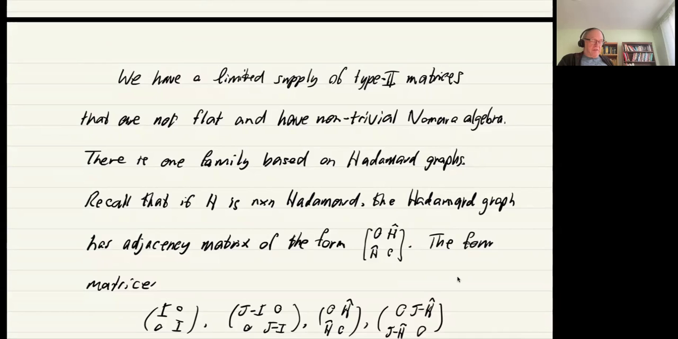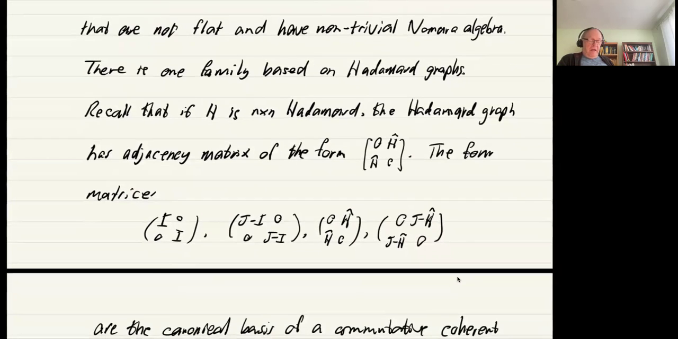But the interesting thing is that the one family we do have where we get some interesting type 2 matrices is based on the Hadamard graphs, which we discussed before. Okay, so when I discussed the Hadamard matrices, I talked about the adjacency matrix.